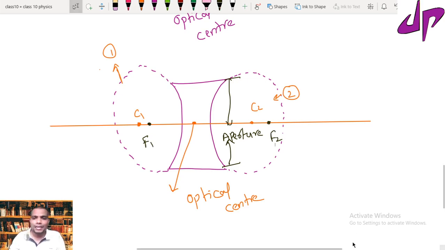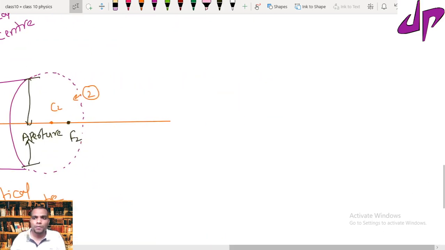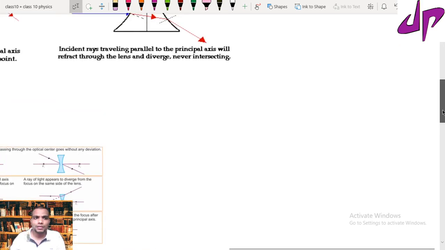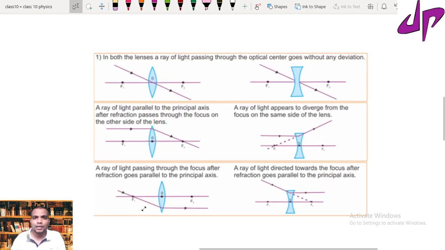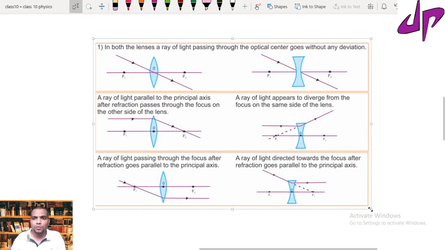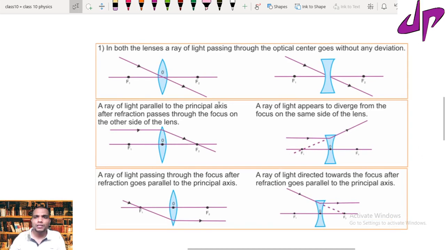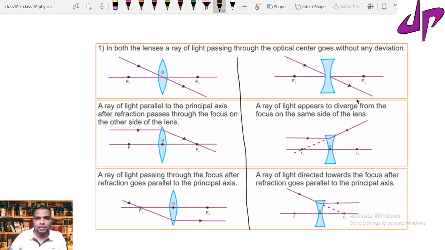Now let's learn about certain rules, the image formation rules by the lenses. We learned similar rules in mirrors, so the same rules we will see here one more time. This left side portion tells about the convex lens and the right side tells about the concave lens. We can see the rules parallelly.